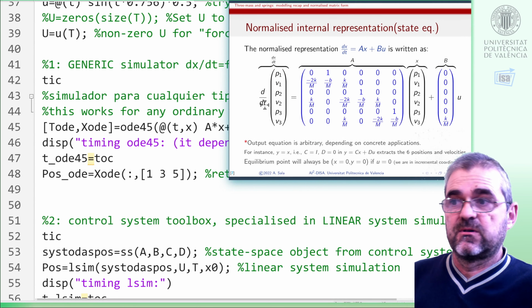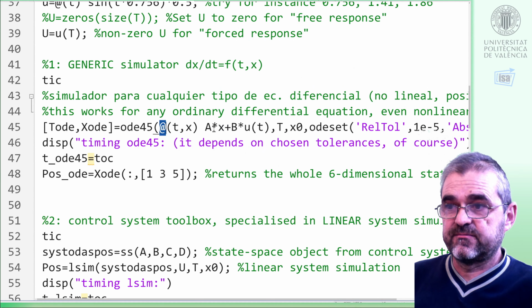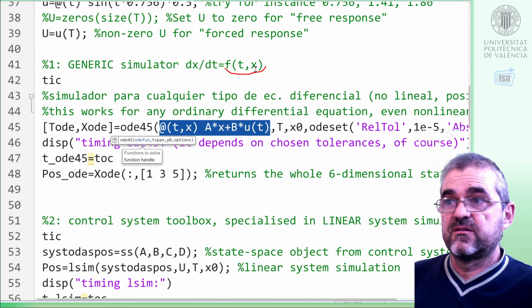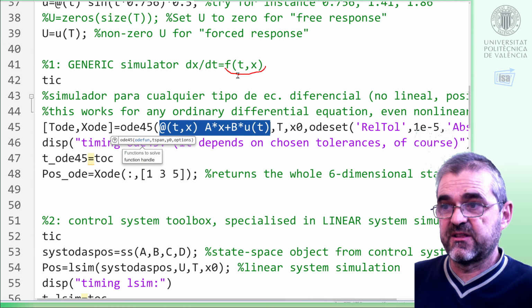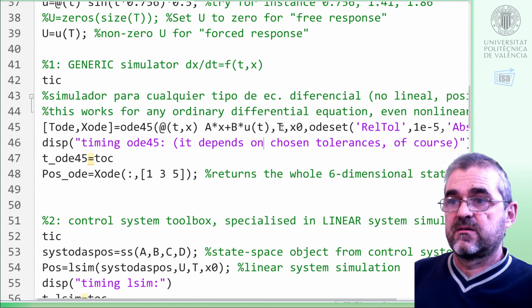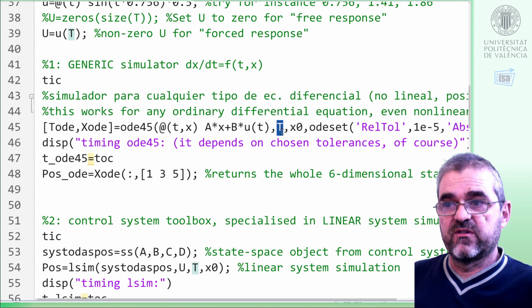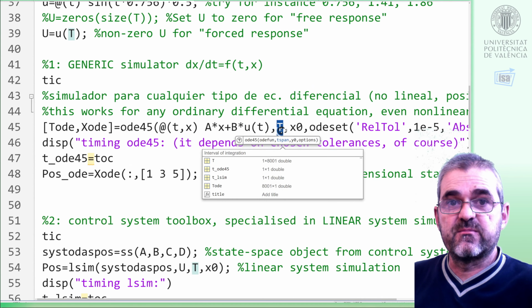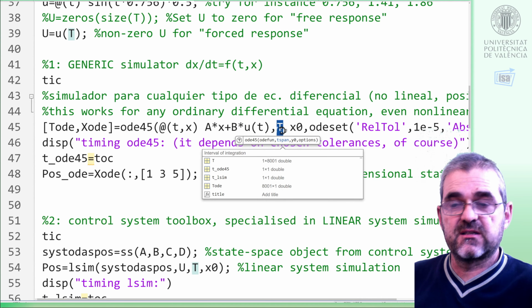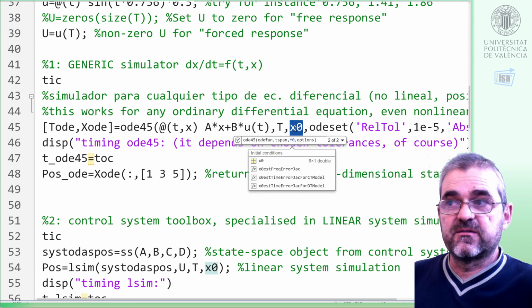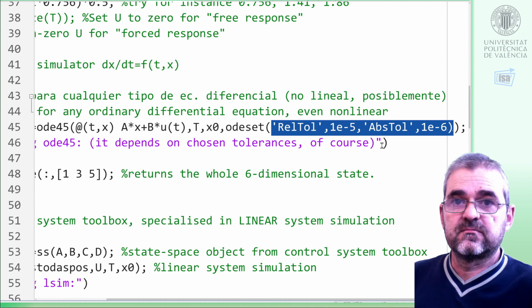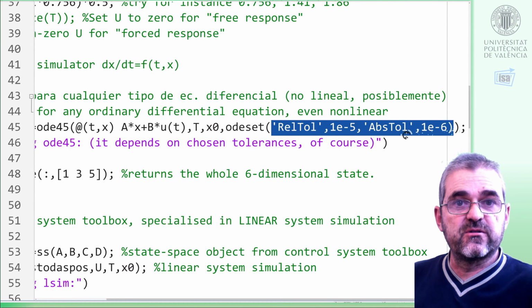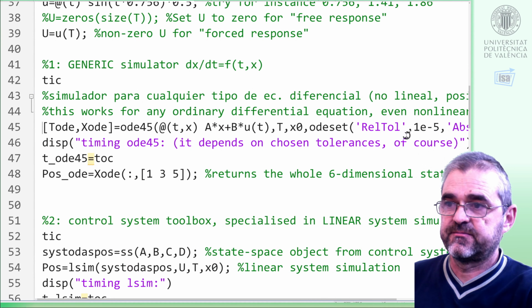So, returning to Matlab, the first argument to ode45 must be this function. The second argument to ode45 is the set of times in which I wish to obtain a simulation. x0 is the initial condition. And last, I set relative and absolute tolerances for the solver.